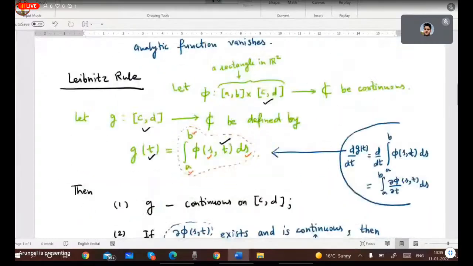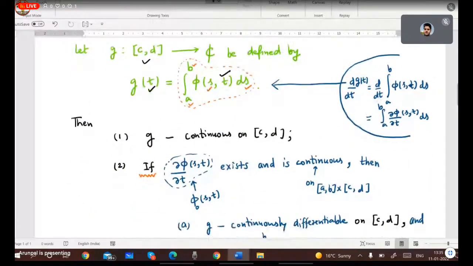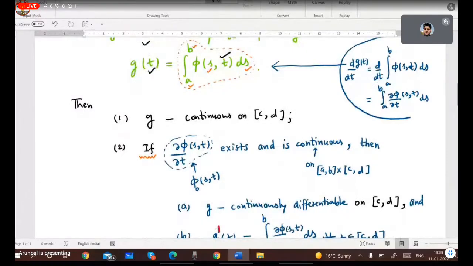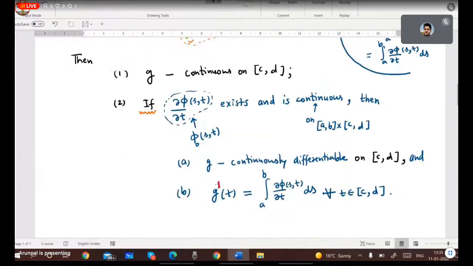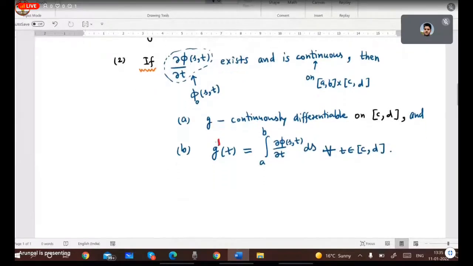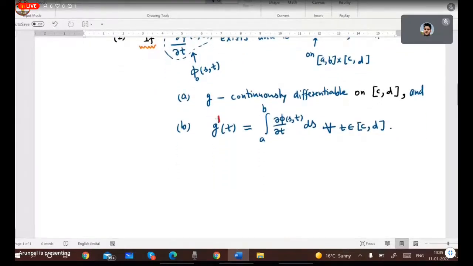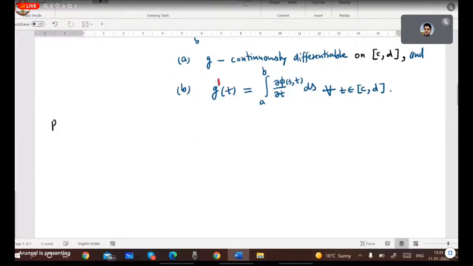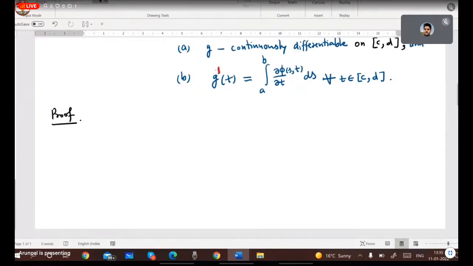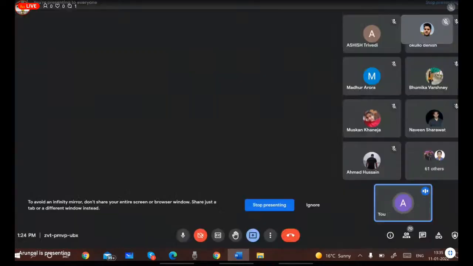So class, this is Leibniz rule. We are given a phi, we are given a G, defined like this. We are to show that G is continuous. Further, if the integrand has partial derivative with respect to t, and moreover that is continuous, then G itself will also come out to be continuously differentiable, and moreover the derivative of G will be this. So let's see the proof of this result, class. It's a nice result. And next, we will be seeing a beautiful application where we shall be computing an integral. So class, before I start the proof, you remember the following.